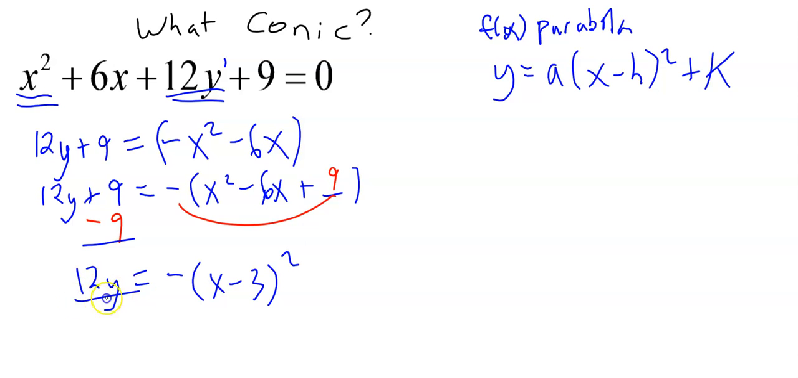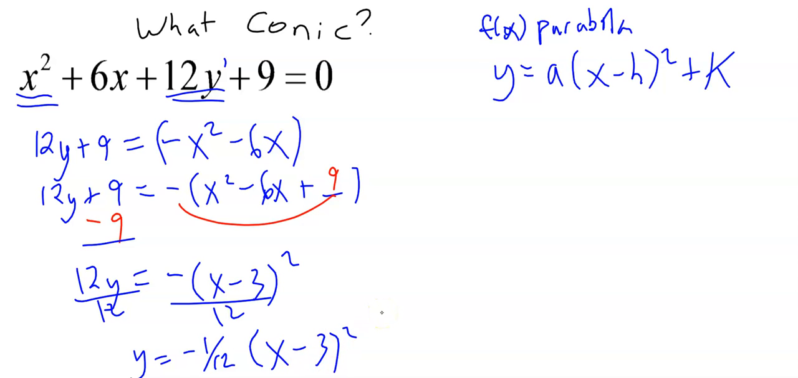And then last step, you divide by 12. Divide by 12, you get y equals negative 1/12. That's your a, times (x minus 3) squared. So this is an f of x parabola. The vertex would be at (3, 0), because this is like plus k here. This is like plus 0 for your k value. And so you've got your vertex, you could graph or whatever you need to.